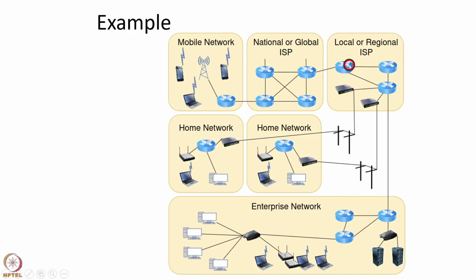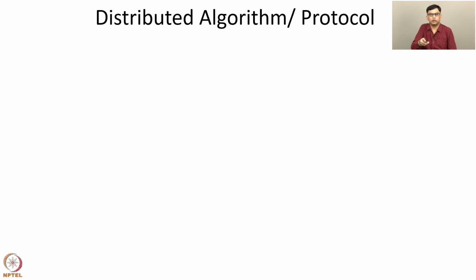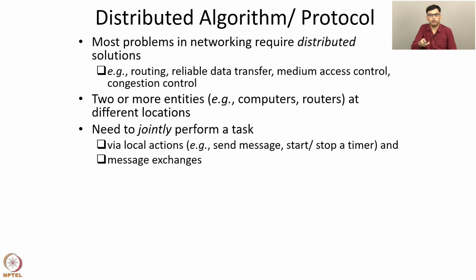ISP networks operate at different scales. Some are local or regional. They might operate only within a city or a town and so on. Some are national or global based, or they might even span different continents. So there are thousands of such ISP networks in the internet. They are all connected to each other. So this shows a fragment of the internet. Now, one term that often arises in networking is distributed algorithm, also known as protocol.